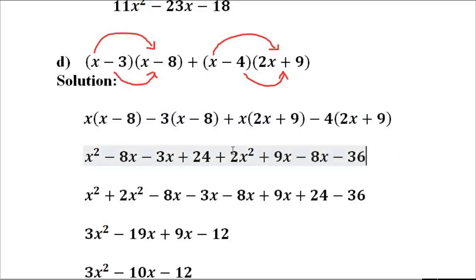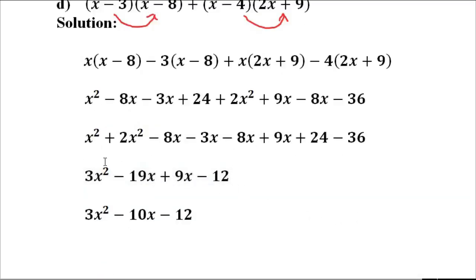Now to find like terms in this expression, I'm going to arrange the expression by putting all of the like terms right next to each other. We have positive x squared, positive 2x squared, negative 8x, negative 3x, negative 8x, positive 9x, positive 24, and negative 36.